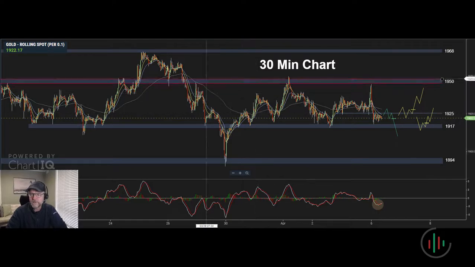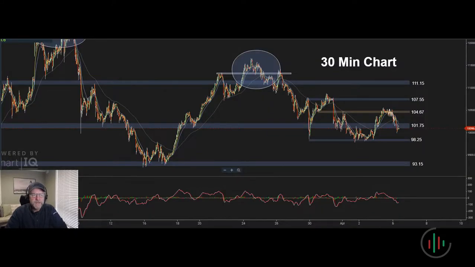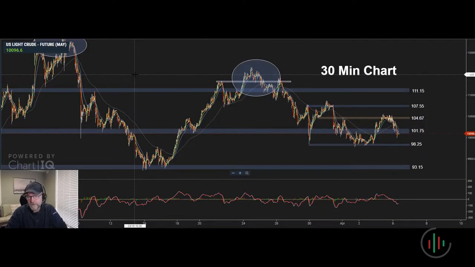Okay, so that's sort of the scenarios we're looking at. Now onto oil, and another reason why it's not a safe haven: you can see oil start to press lower, so that's reacting to that higher US dollar. You can see it moving down off 104.67, pressing down into 101.75. See if that lower high can lead to a press down through 98.25 and even lower.